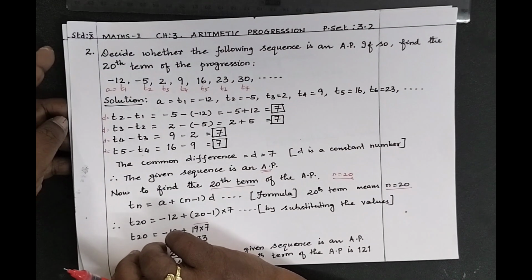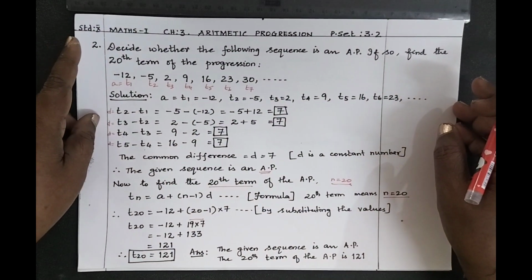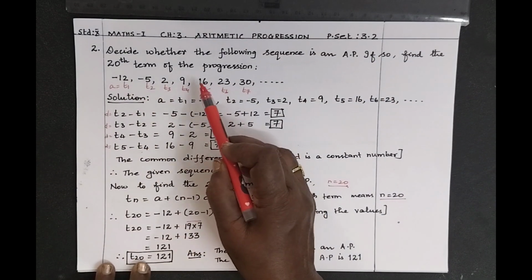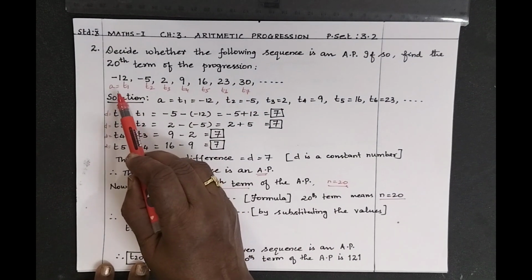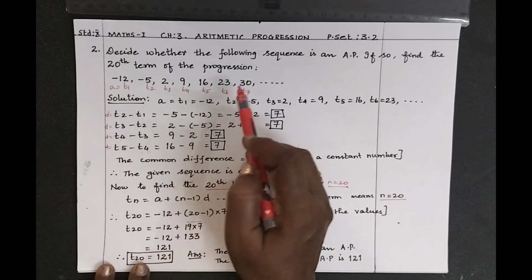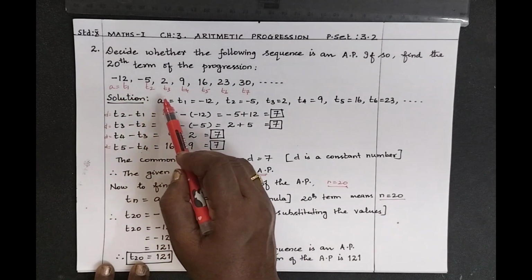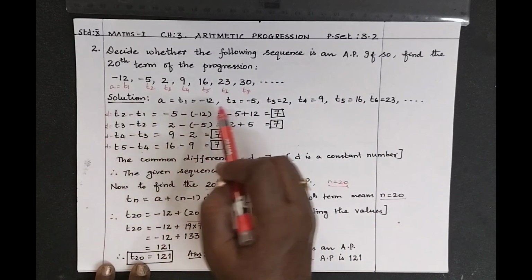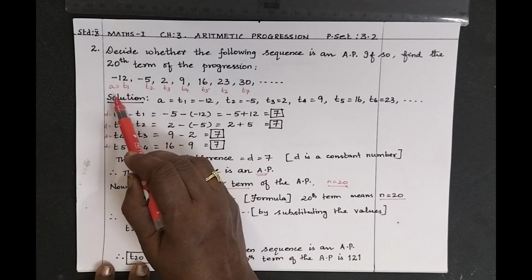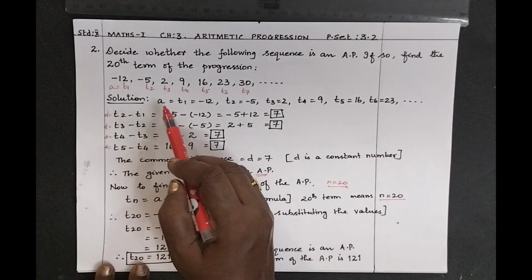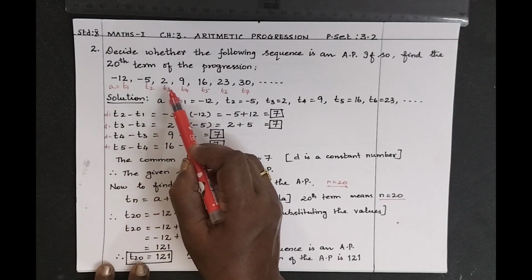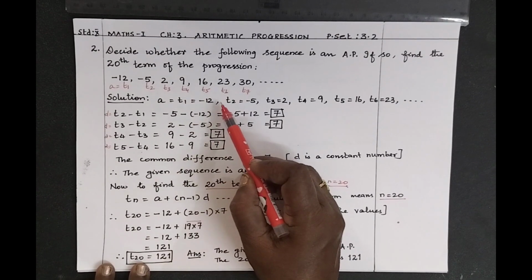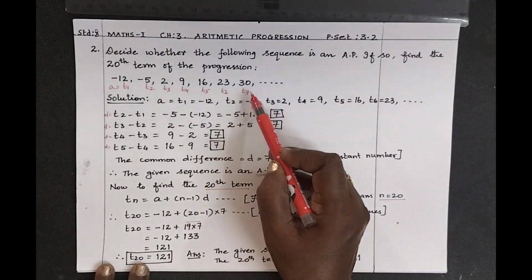Next question. Question number 2. Decide whether the following sequence is an AP. If so, find the 20th term of the progression. Now this is a sequence. Minus 12, minus 5, 2, 9, 16, 23, 30, etc. So minus 12 is the first term. A and T1 is minus 12. Minus 5 is the second term. 2 is the third term. 9 is the fourth term. 16 is the fifth term. 23 is the sixth term. 30 is the seventh term.